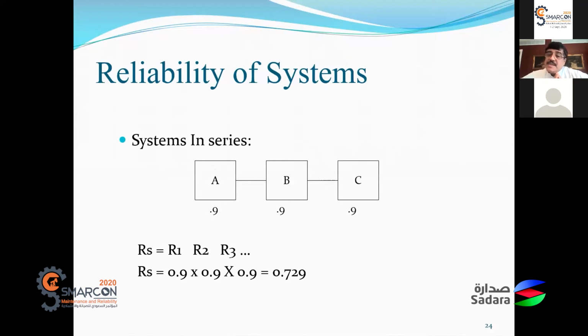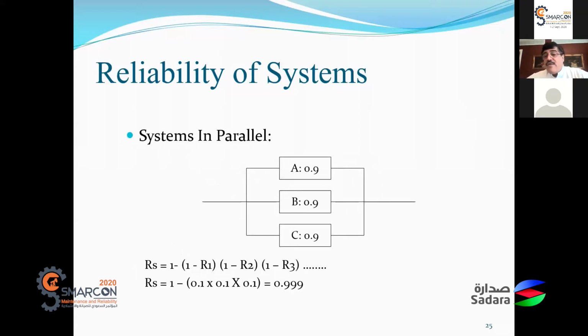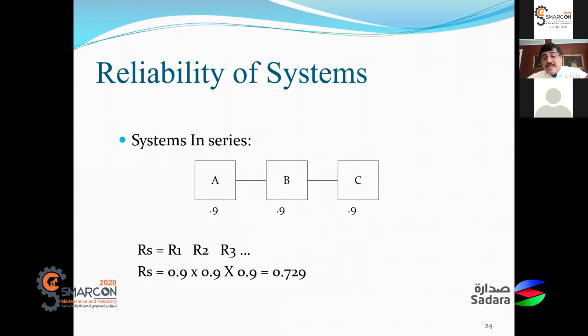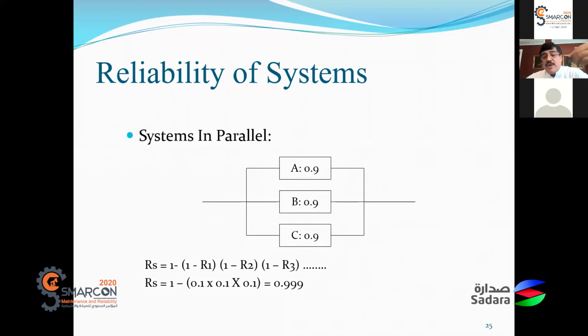What systems in series are is basically if you need all the equipment all together. These are called systems in series, reliability wise. And if you need only one out of many, then this is called a system in parallel. The reliability of a system in series, you multiply the reliabilities together. But when you have a system in parallel, you actually multiply the unreliabilities together.